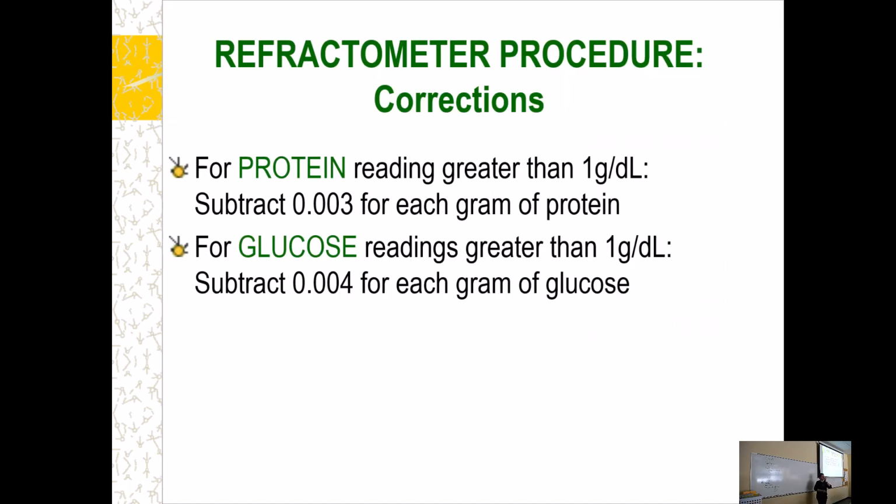So, refractometer readings. There's going to be a couple times we have to do calculations. This is on your homework also, and it's on the study guides, and it's really likely to be on a quiz. Hint, hint. Protein: every protein reading of 1 gram per deciliter or greater, which is 1,000 milligrams per deciliter, when you dip the urine, you're going to get a protein reading. If it's 1,000 or more, for every 1,000 milligrams, you have to subtract 0.003 for each gram. Glucose, you have to subtract 0.004 for each 1,000 milligrams per deciliter.